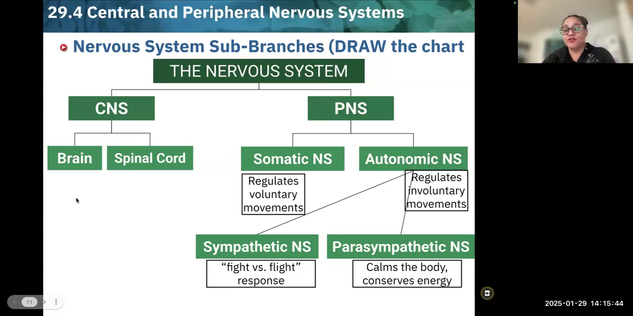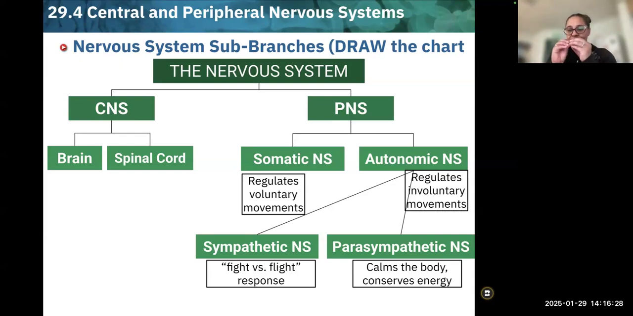And then our other nervous system sub-branches. Yes, draw this chart. That's why at the top it says draw this. So on the left, we talked about the central nervous system, the CNS is the brain and the spinal cord. And then the peripheral nervous system, the PNS, has two more branches called the somatic nervous system and the autonomic nervous system, not automatic, autonomic. The somatic nervous system regulates our voluntary movements. That's mostly our skeletal muscle. When we move, we're doing that voluntarily. The autonomic regulates our automatic responses, or our involuntary movements, like our heart rate, our breathing.